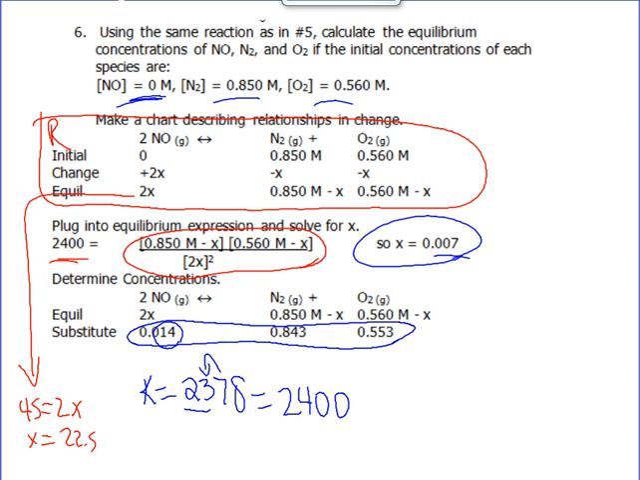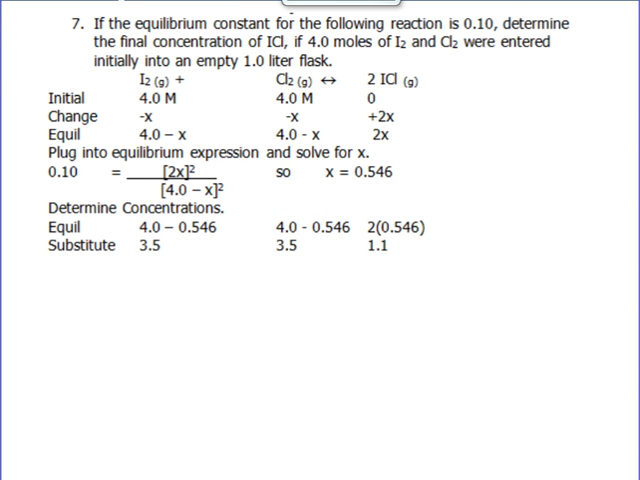Where was I? So number 7 is pretty much the same idea. Again, we have 4 moles of this and that in 1 liter, so 4 moles per 1 liter is 4 molar. It is entered into an empty flask, so there's none of this. Then I can do my setup. They give us the equilibrium constant. The equilibrium constant for the following reaction is, oh, there's K. I can set it up, I can solve for x, I can plug it back in. It's the same thing again, like the last problem. Organizing your data makes it much easier.